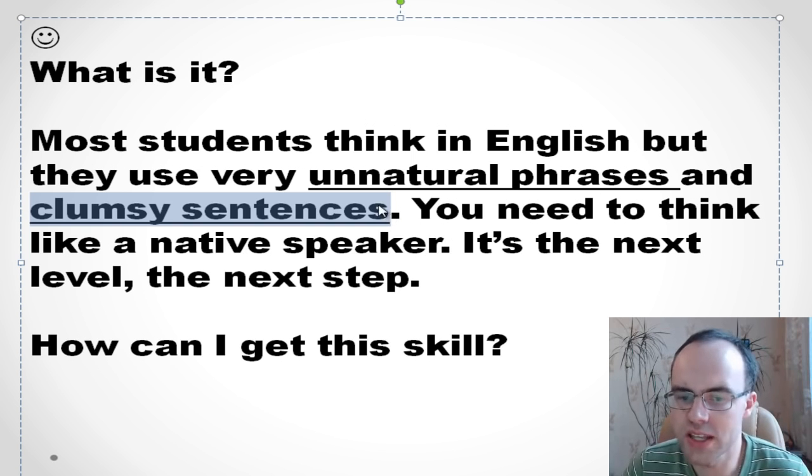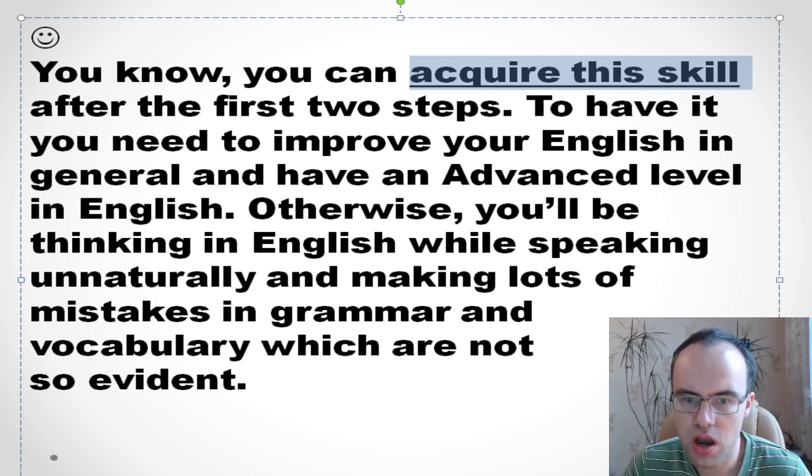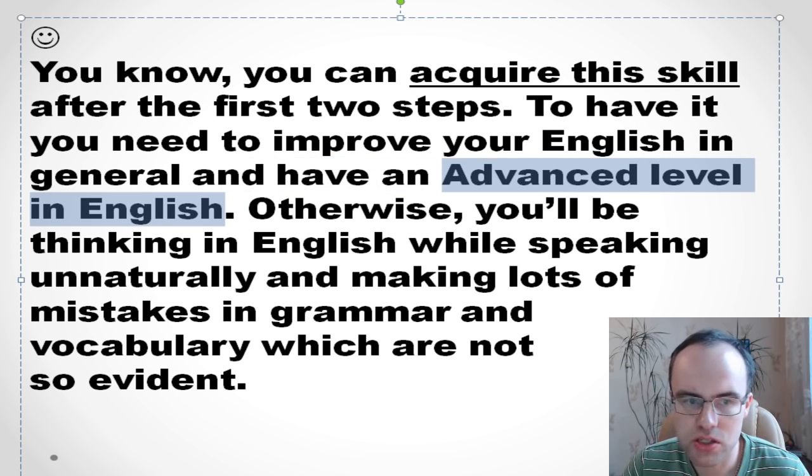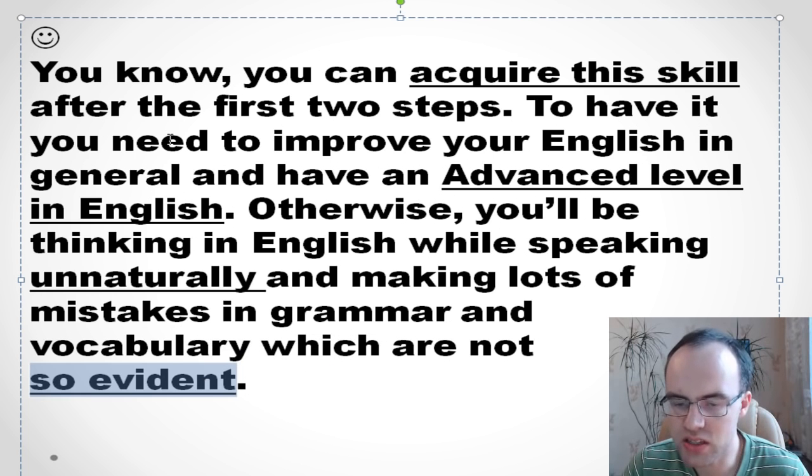Okay. So you need to think like a native speaker. It's the next level, the next step. Okay. So how can I get this skill? You can acquire this skill after the first 2 steps. To have it, you need to improve your English in general and have an advanced level in English. Otherwise, you'll be thinking in English while speaking unnaturally and making lots of mistakes in grammar and vocabulary which are not so evident. Students make lots of mistakes, and the problem is that they don't realize that they make these mistakes. So you need to have an advanced level. So try to improve your level in general.